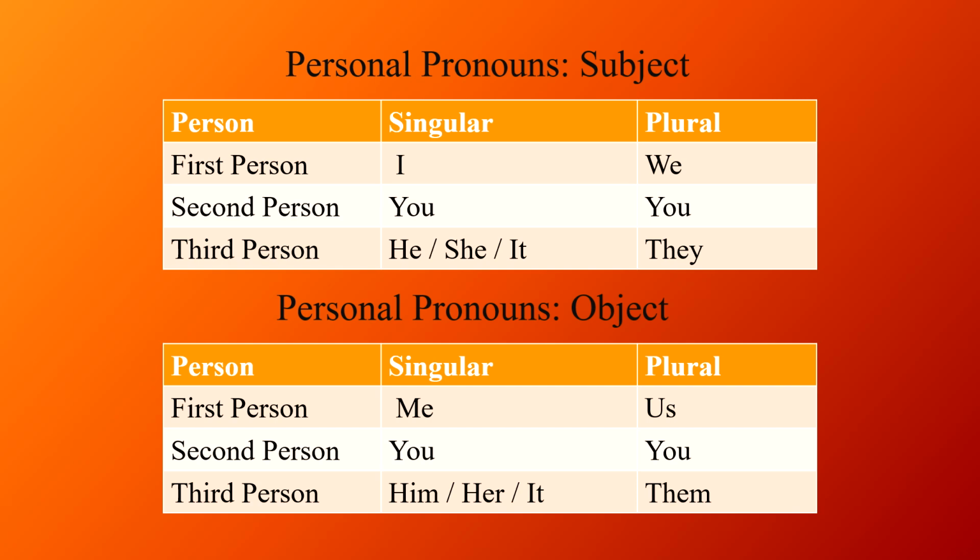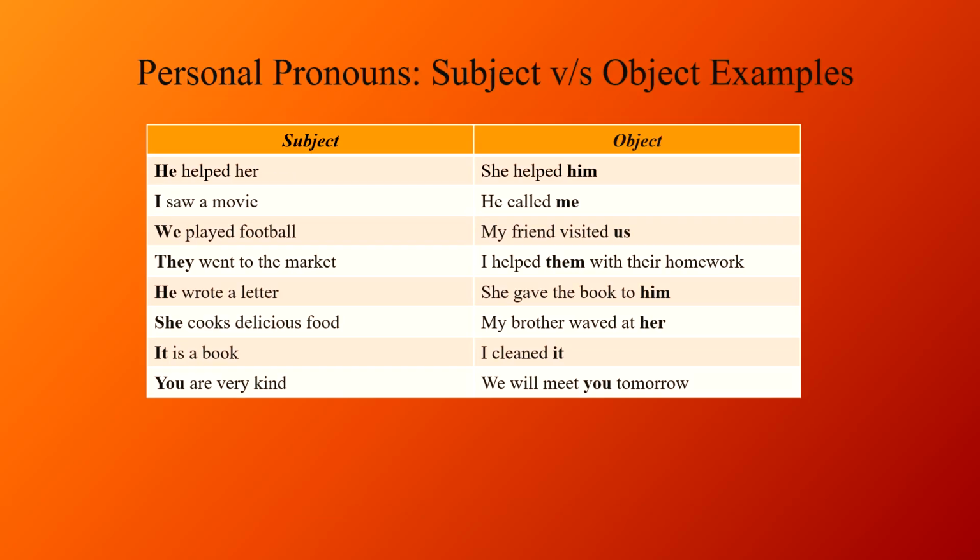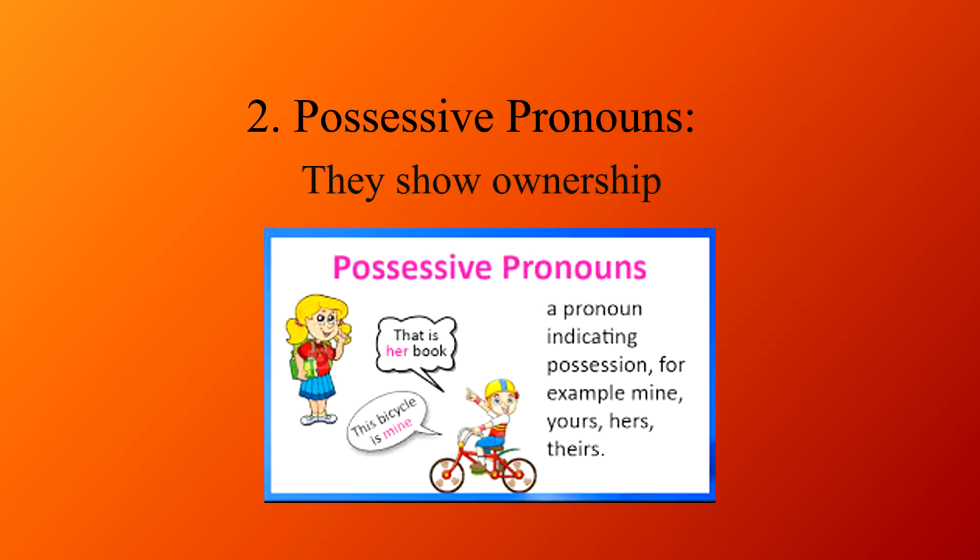It. This is the same for the object form. For example, I like it. Us. For example, they invited us. My friend visited us. Them. For example, I taught them. I helped them with their homework. Here are the examples in the form of sentences.